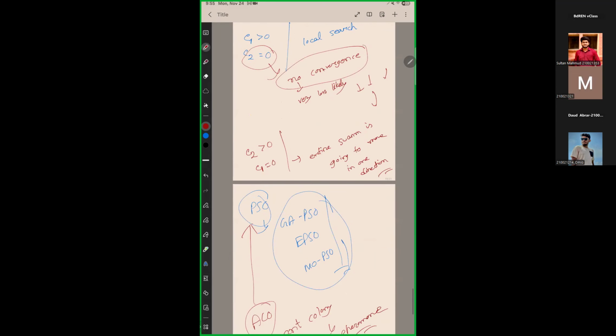If C2 is greater than 0, it is based on when. Let's say after i equals 10, you are making this. So after 10 iterations, you have a global best. Then you follow. Right?